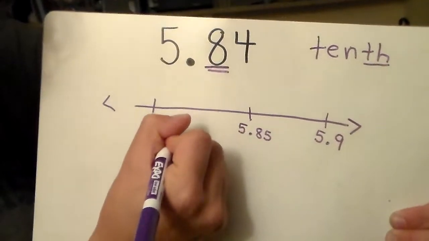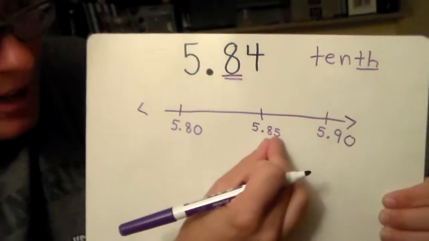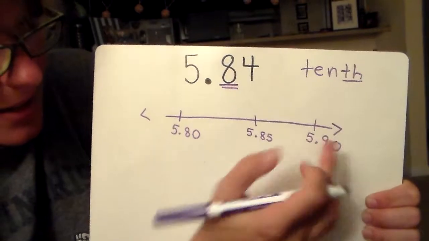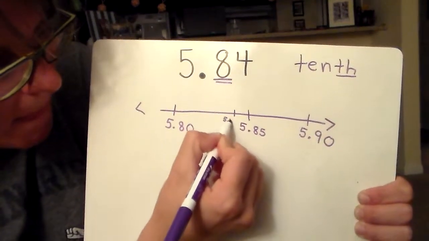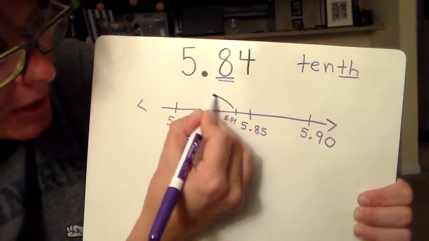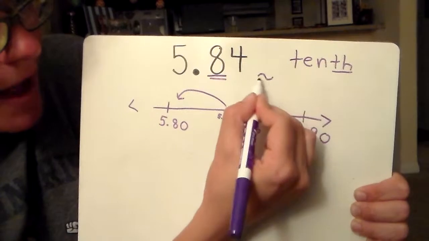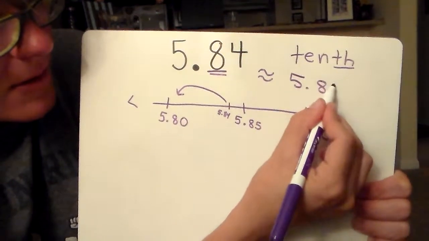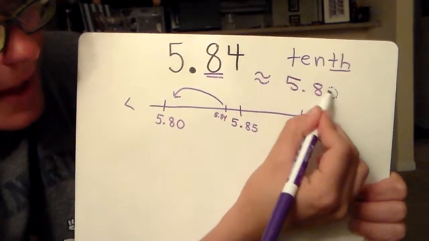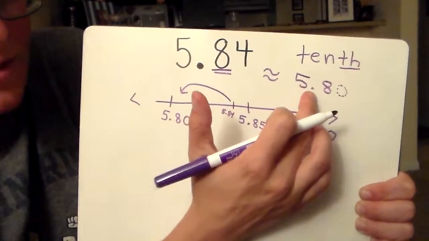It might help to think about this as 80 and this is 90 as a placeholder. So 85 is in between 80 and 90. Well, this is 5 and 84 hundredths, which is right here, which means it's closer to this. So 5 and 84 hundredths is about 5 and 8 tenths. You can also call that 80 hundredths. So that means that this number rounds to this number.